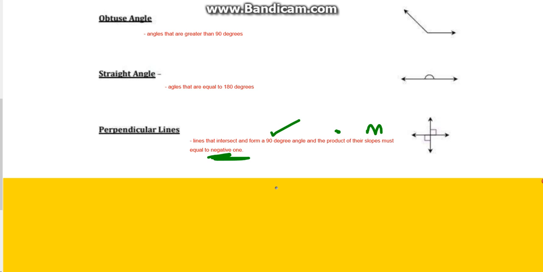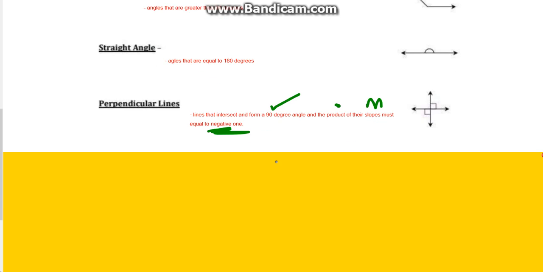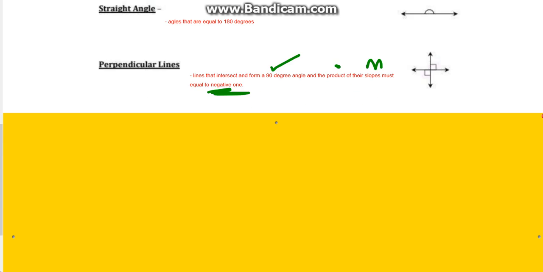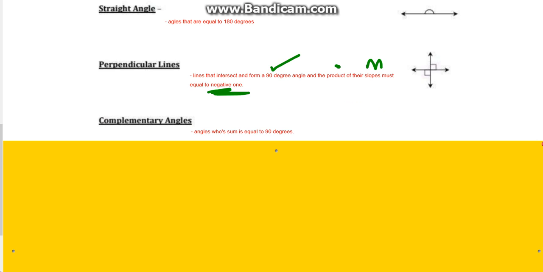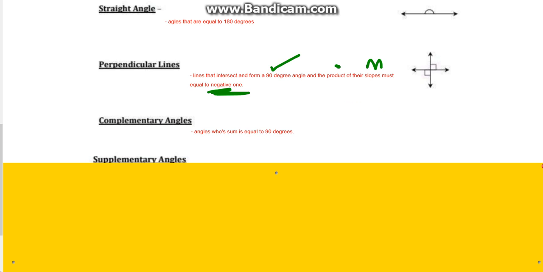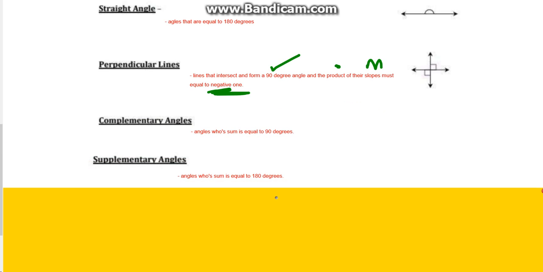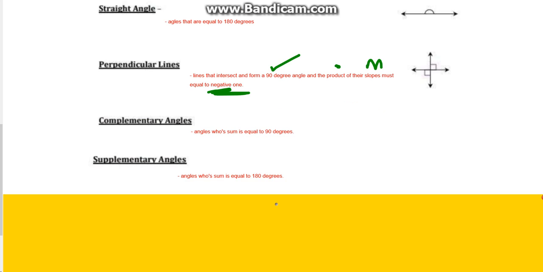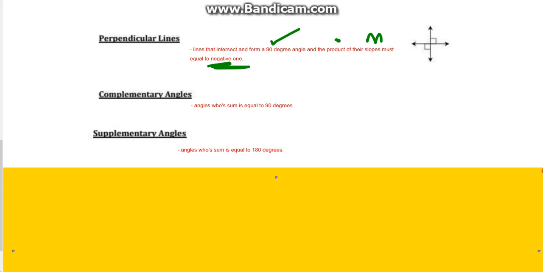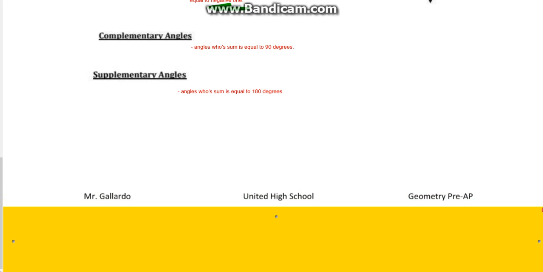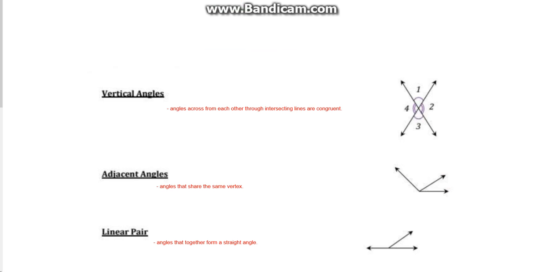So when you multiply the slopes of the two lines, they have to equal -1. But we'll go over that later on. Complementary, angles whose sum is equal to 90. Supplementary, angles whose sum is equal to 180. Okay, moving on to the next page.